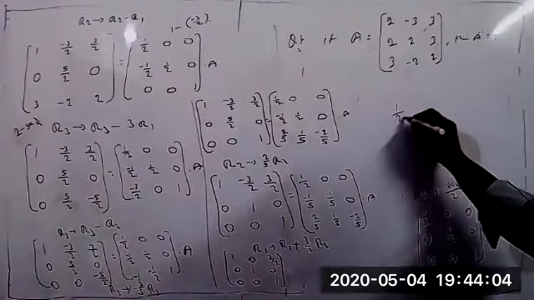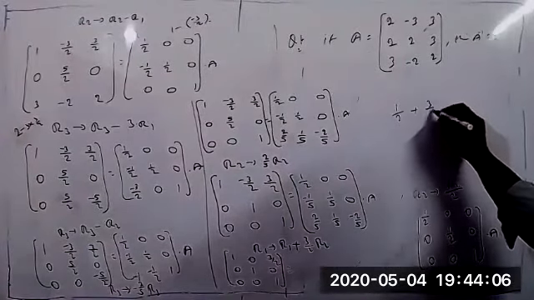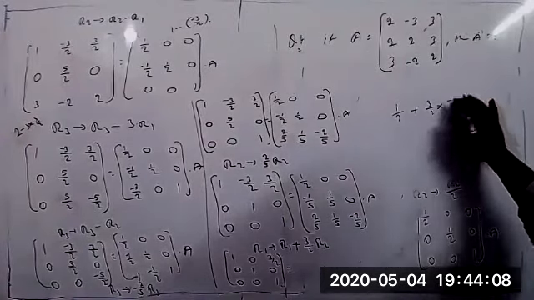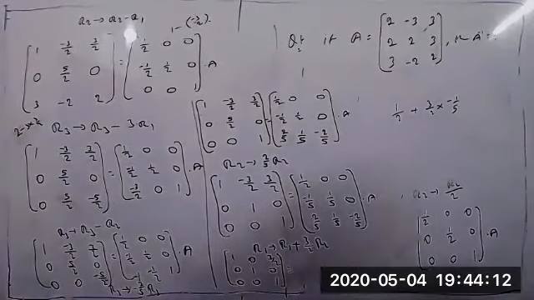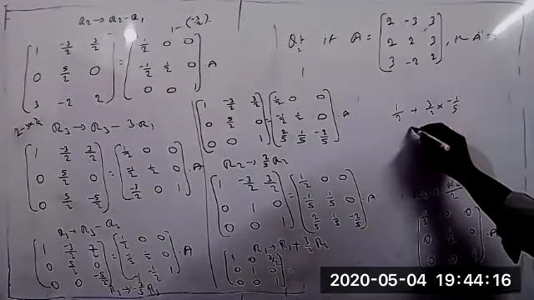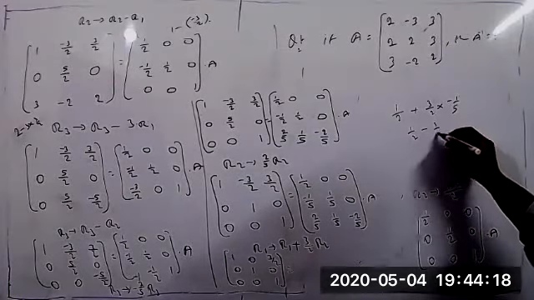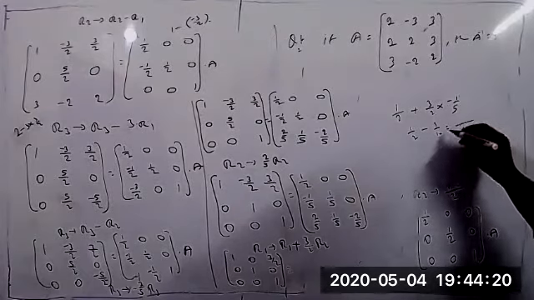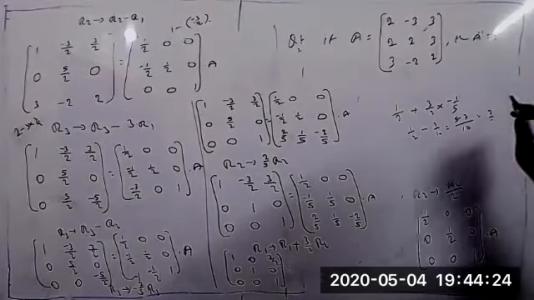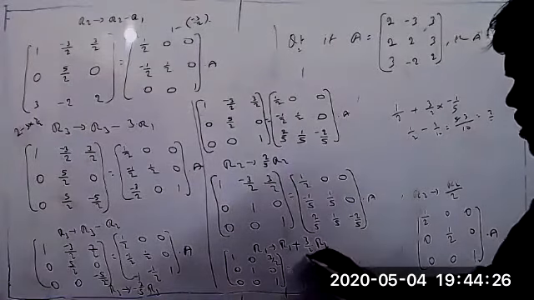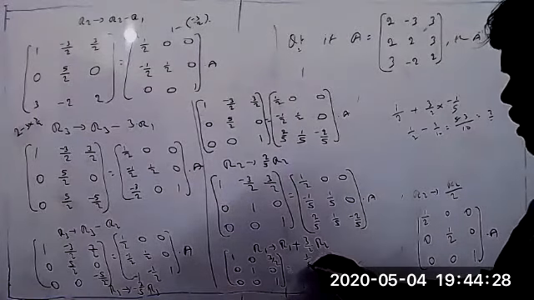R1: 1 by 2 plus 3 by 2 into minus 1 by 5. Minus 1 by 5 now. Tell me this value. Minus 2 by 5. 1 by 2 minus 3 by 10, the LCM is 10. So 5 minus 3, it is equal to 2 by 10, that is 1 by 5. Correct? So the first element is 1 by 5 only.